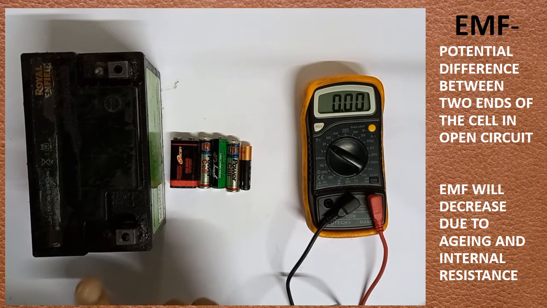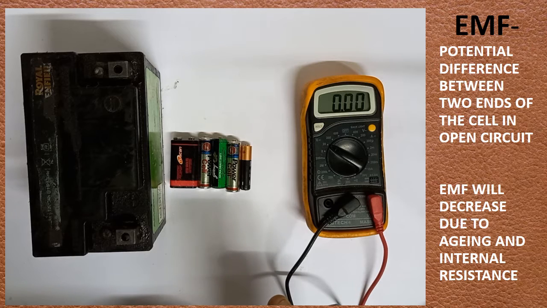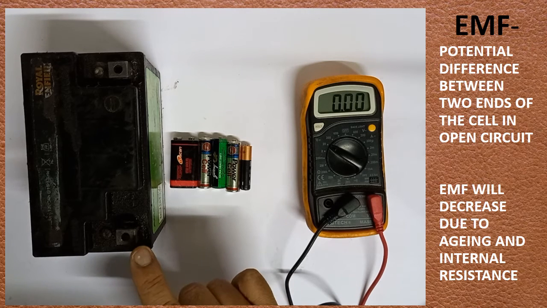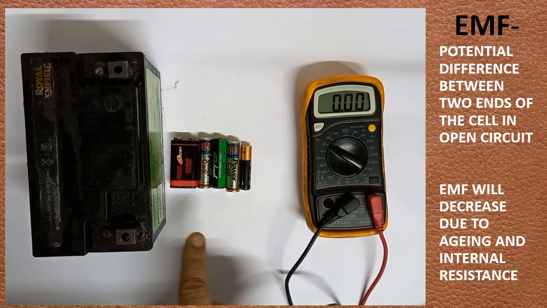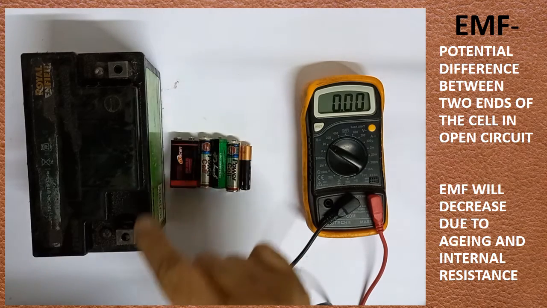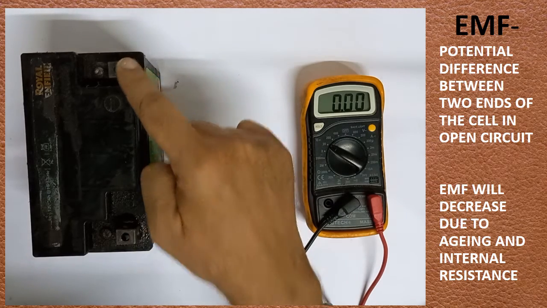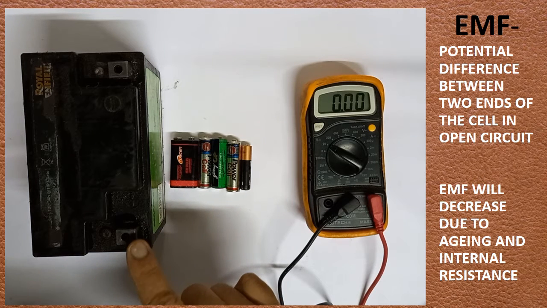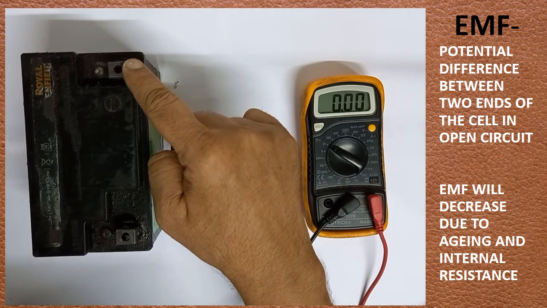Here, that is somehow related to the battery or cell. Are you clear? So here I have taken different kinds of cells. This is a cell used in two-wheelers. This one is able to supply a larger amount of EMF. There are two ends, one is the positive end and another one is the negative end. Usually the positive end is taken as the high potential end, and the negative end is taken as the low potential end.